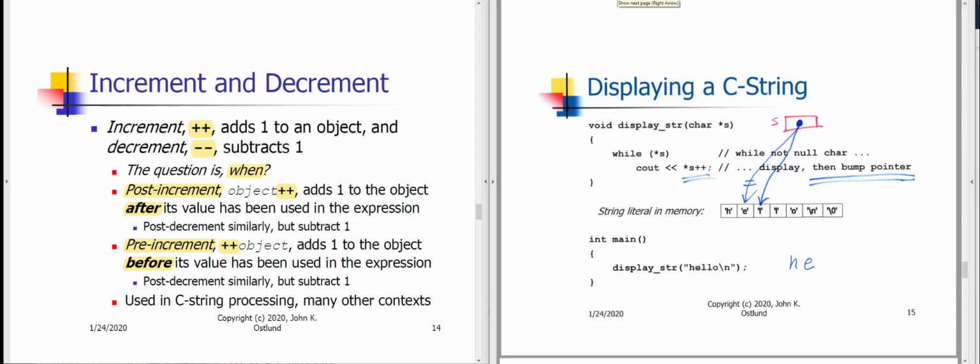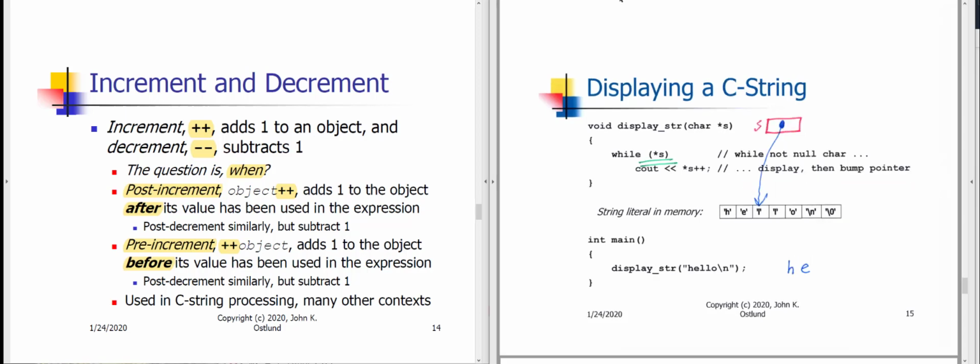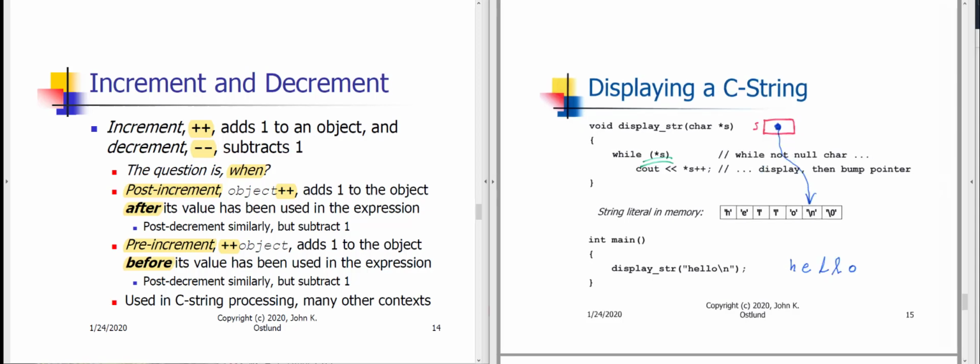Well, now we go back up to the test expression in the while, and we ask again, is *s not equal to 0? Indeed, little l is not equal to 0. So this process continues, and I end up displaying the first little l, the second little l, and the o. After the o has been displayed, s will have been bumped to point to the new line.